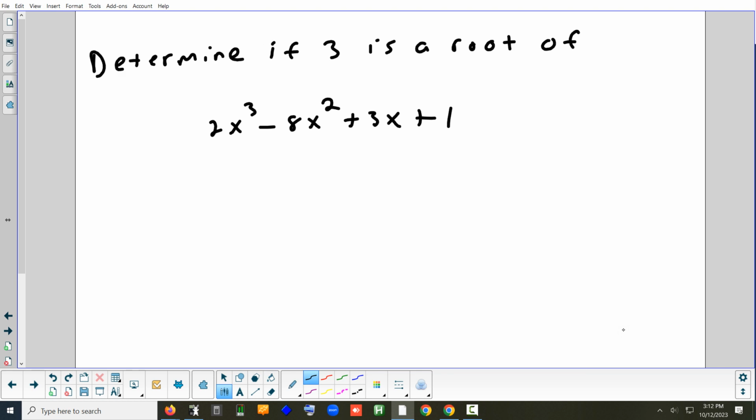Okay, so in this one, we're going to determine if 3 is a root of that polynomial. And I want to do it using synthetic division. So how do we determine if 3 is a root using synthetic division? What goes on the outside?